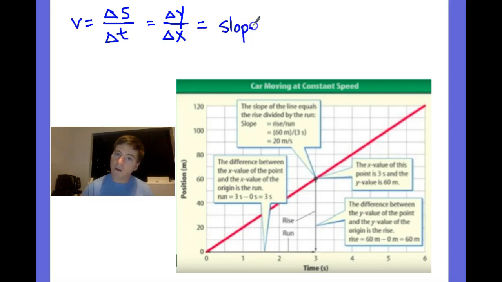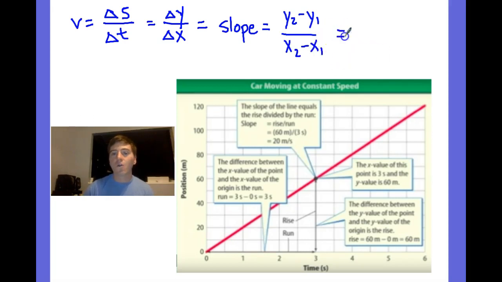The slope of the line will be your speed. The change in y is the difference in the two y values. The change in x is the difference in the two x values. Or you might have also heard rise over run. How much does our position change? How much do we go up and down? How much does our time change? How much do we go left and right?